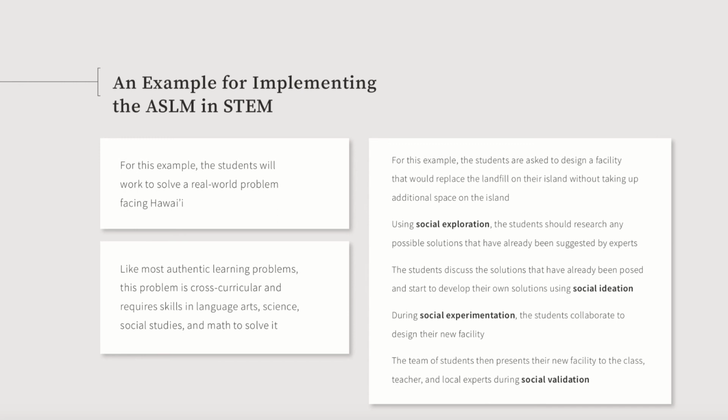During social experimentation, the students collaborate to design their new facility. The students have to determine the new location, size, and capacity for their facility. The students create a scale drawing of their facility and a 3D rendition using free online 3D software. The team calculates the area the facility needs and the volume of trash it holds. During this process, the students may discover errors in their planning and have to revise their original plan several times. The team of students then presents their new facility to the class, teacher, and local experts during social validation.